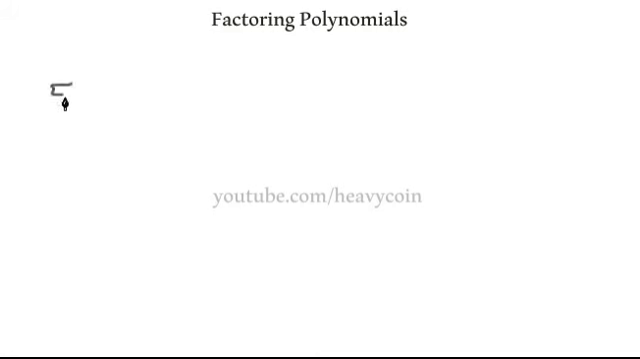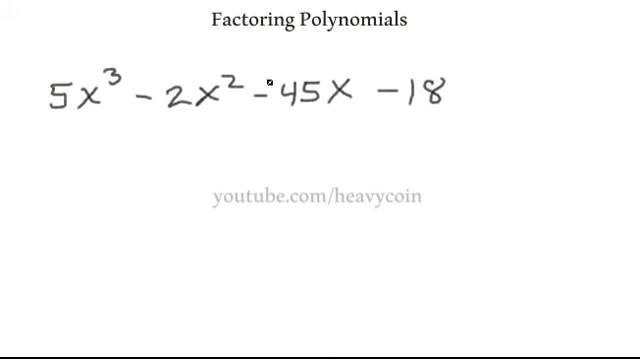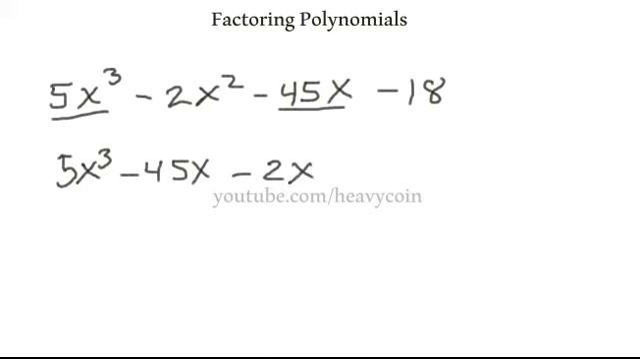Alright, let's look at this one here. We have 5x cubed minus 2x squared minus 45x minus 18. And what we're going to do here is group these terms. So I'm going to group these two together first, and that's going to be 5x cubed minus 45x. And then I'm going to group these two together, so we have minus 2x squared minus 18.